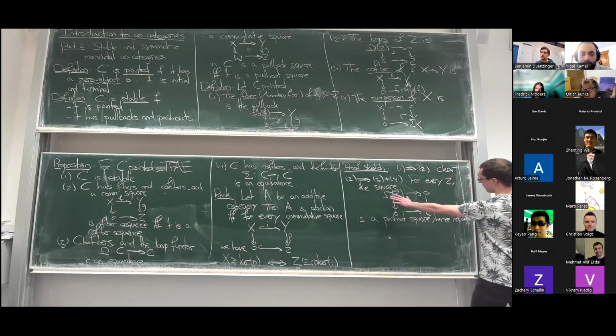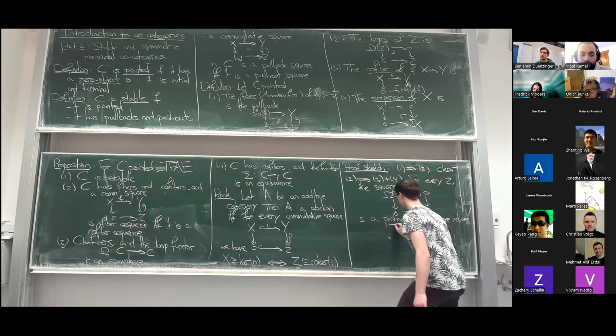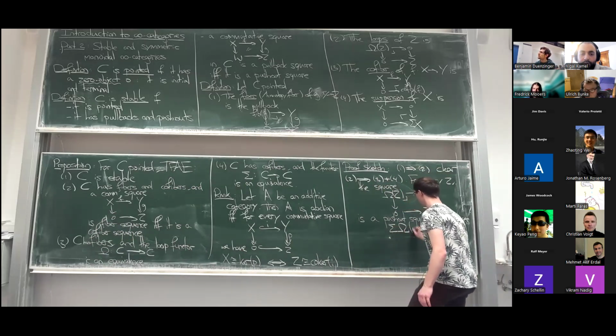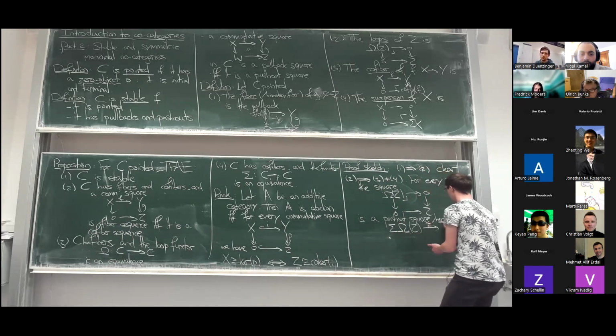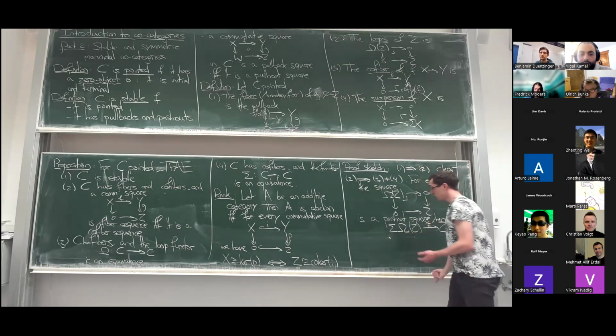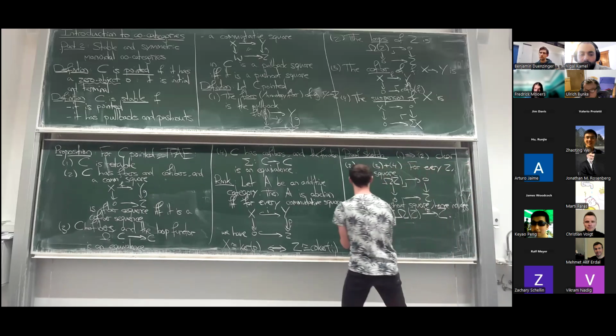Which means that the suspension of this object is going to be equivalent to Z. So there is a natural isomorphism between suspension of omega of Z and Z. So this shows that sigma is a left inverse of omega. And conversely, it's going to be a right inverse by just dualizing this argument.